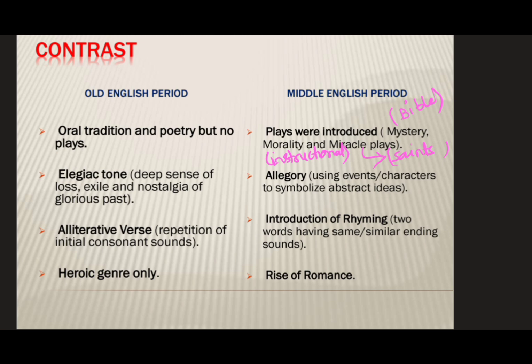The next contrast is Old English period had elegiac tone in its literary works. What is an elegy? Deep sense of loss, exile, and nostalgia of glorious past is called an elegy. So this was a dominant form of writing in Old English period. Whereas in the Middle English period, we see a new figure of speech, that is allegory. What is an allegory? Using events or characters to symbolize abstract ideas.